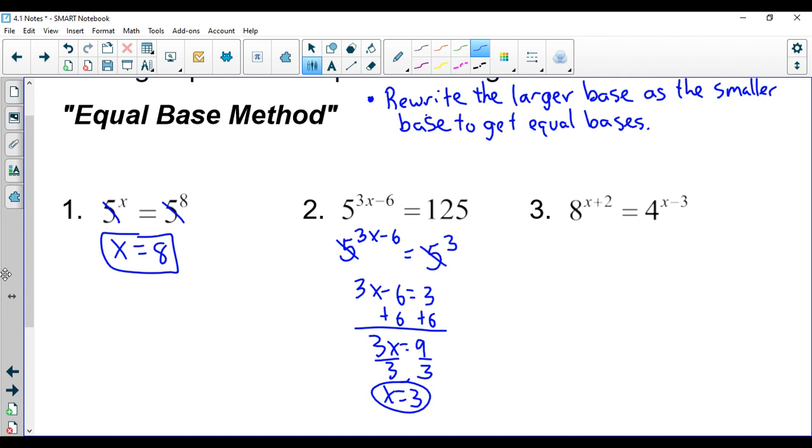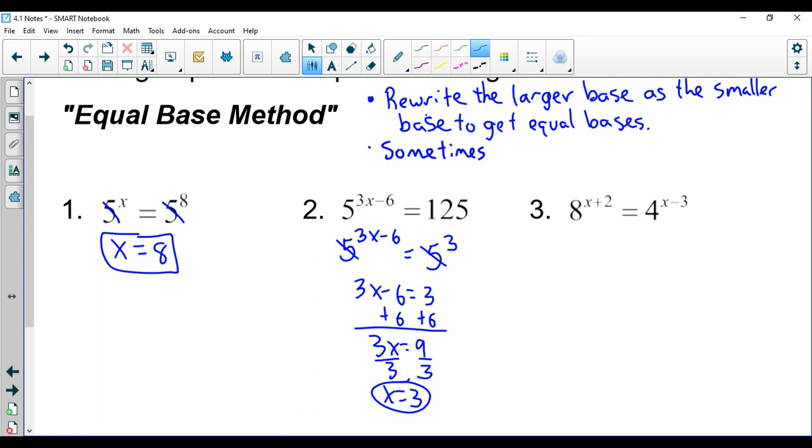Now example 3 is a little bit trickier because for example 3, my smaller base is 4, my larger base is 8, but I cannot rewrite 8 with a base of 4. 4 to no power gets me to 8. So 4 to the first is 4, 4 to the second is 16. I can't get to 8 with a base of 4. So what I'm going to actually have to do here is rewrite both bases as a smaller base. So I'll just make a note here.